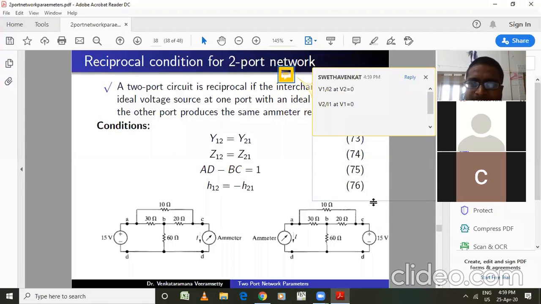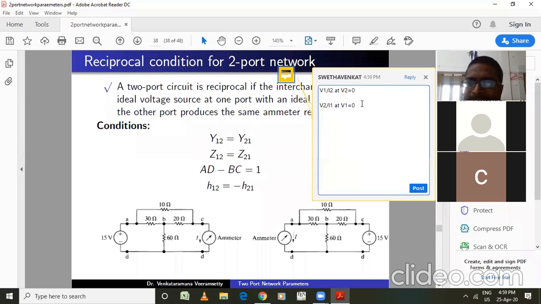the ratio between excitation and response will remain the same even though we interchange the positions of excitation and response. That means, as per the condition, V1 divided by I2 must be equal to V2 divided by I1. That is as per the reciprocity theorem or reciprocal condition. So what is V1 by I2 at V2 equal to 0? That's nothing but 1 by Y12, sorry, Y21. This is 1 by Y21.